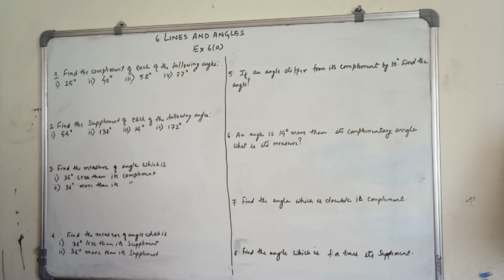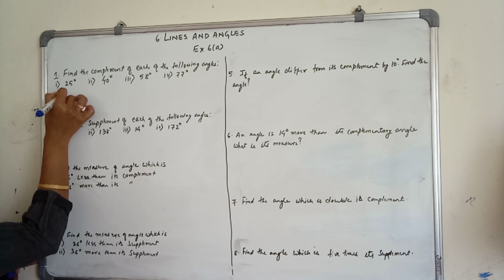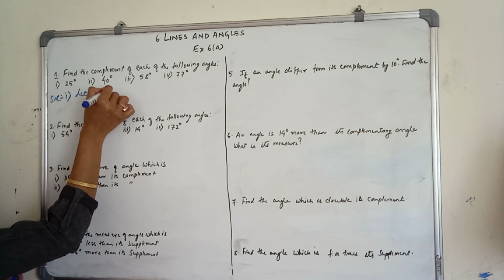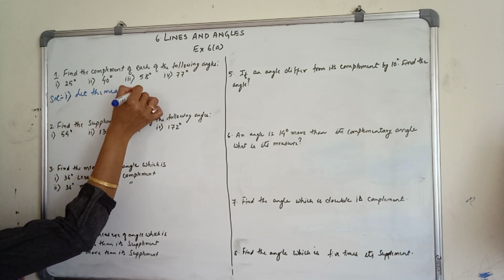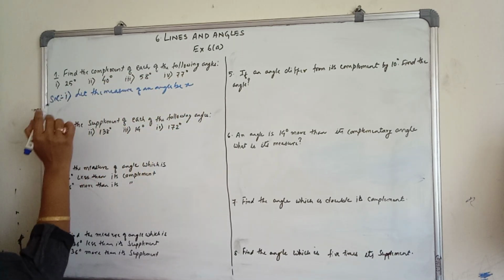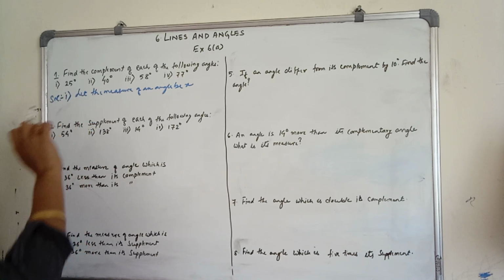Question number 1. Find the complement of each of the following angles: 25 degree, 40 degree, 58 degree and 77 degree. So I am solving number 1. You have to start like this. Let the measure of an angle be x.